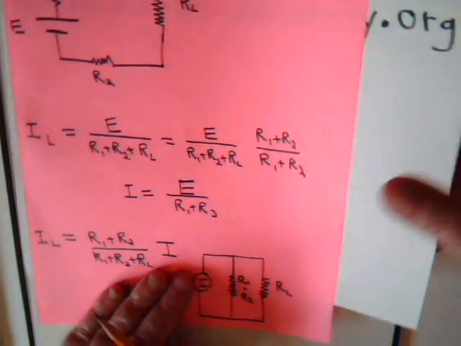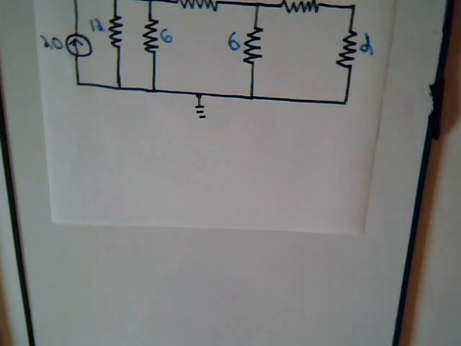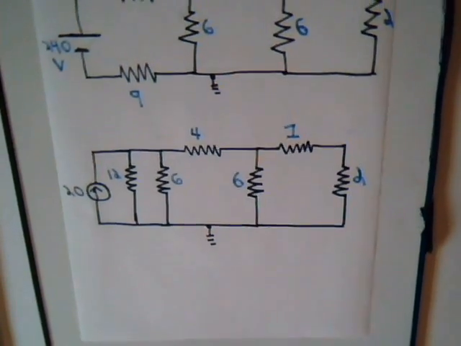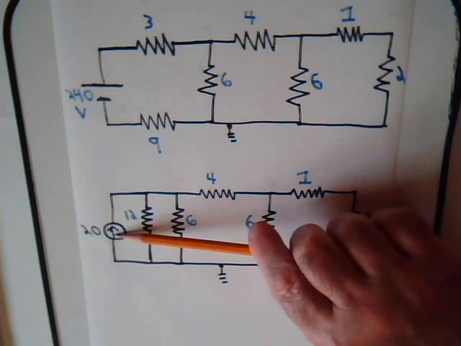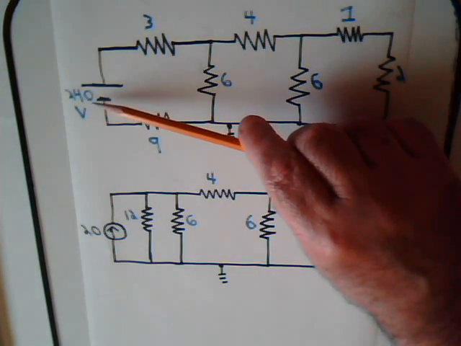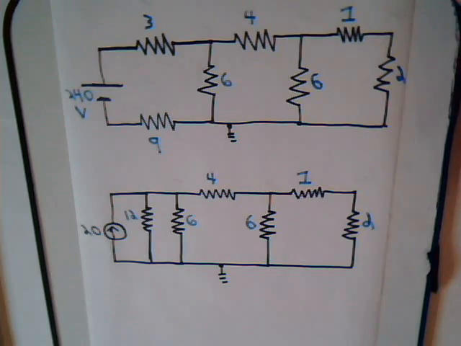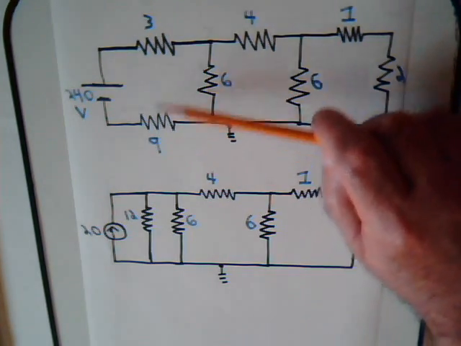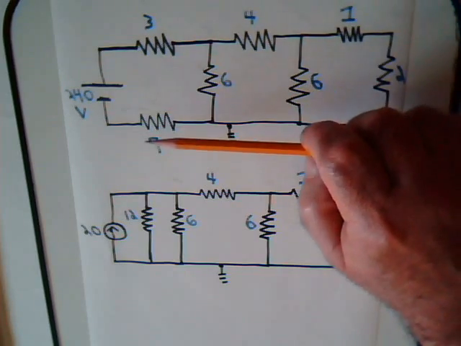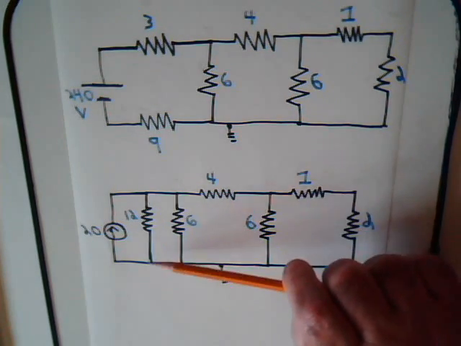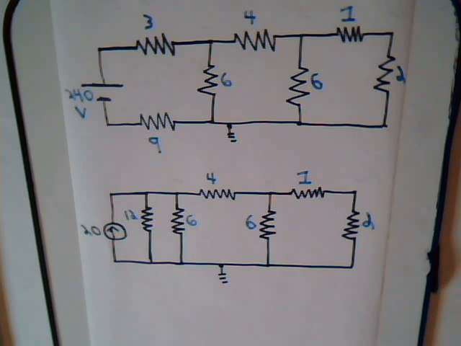So now we're going to take a look at our original problem. Here we can redraw it, where the current source is equal to the voltage source divided by the sum of these two resistors. So we have 240 divided by 12, that's 20, and then the sum of these two resistors, 12, is in parallel with that current source.